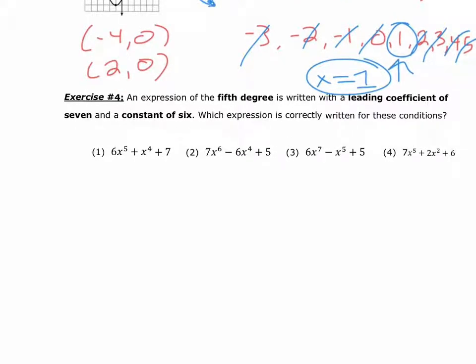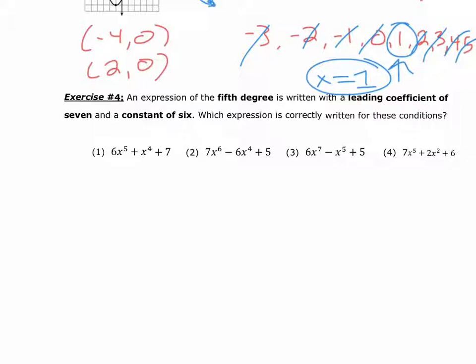So last question here. For exercise 4, an expression of the 5th degree is written with a leading coefficient of 7 and a constant of 6. Sorry, I don't think I read the beginning. The expression of a 5th degree is written with a leading coefficient of 7 and constant of 6. Which expression is correctly written for these conditions?